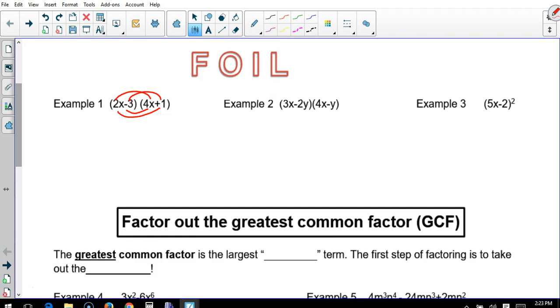So 2x times 4x, first terms, 8x squared. Outside, 2x times 1. Inside, negative 3 times 4x. Last, negative 3 times 1. And the inside terms join together: 8x squared minus 10x minus 3.